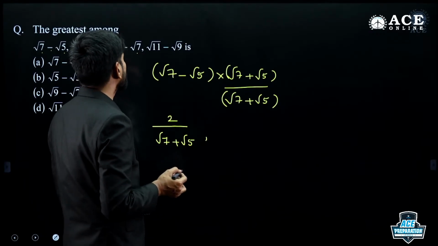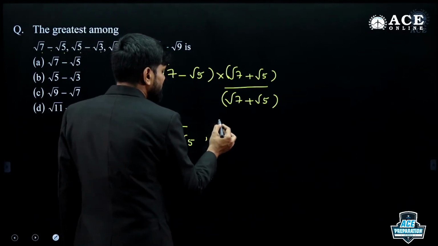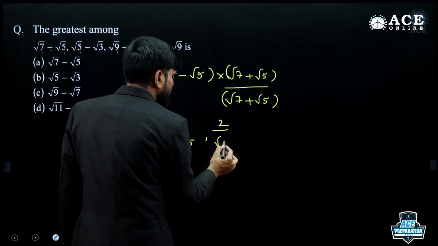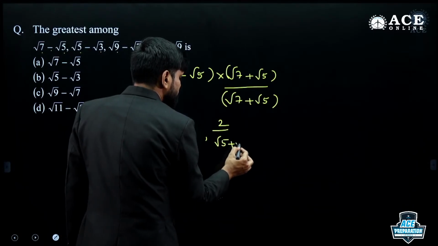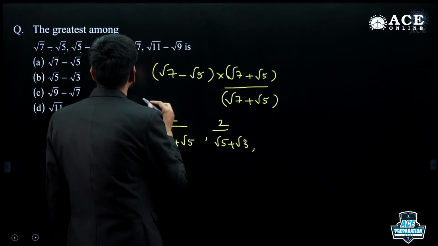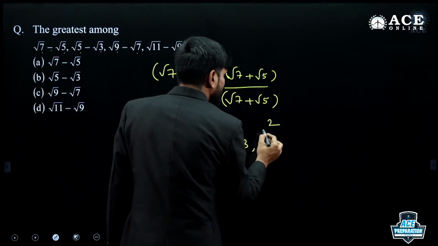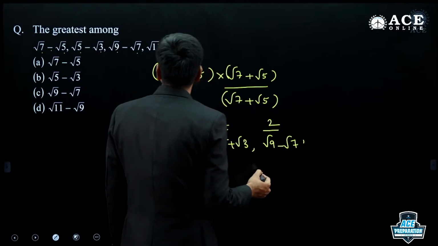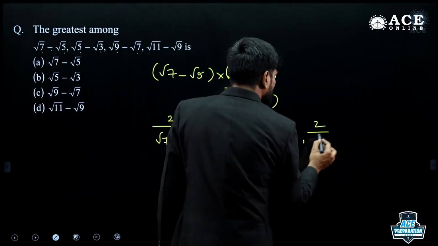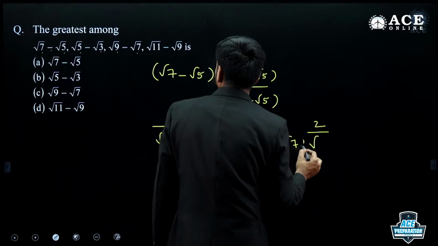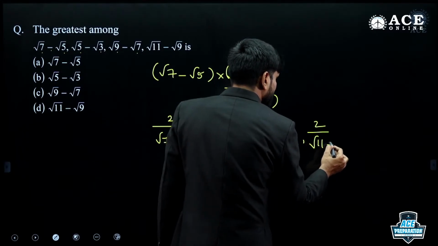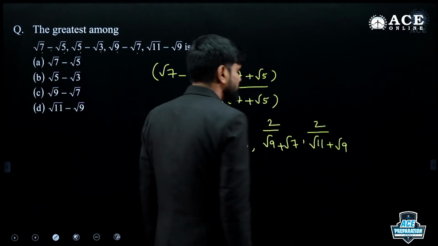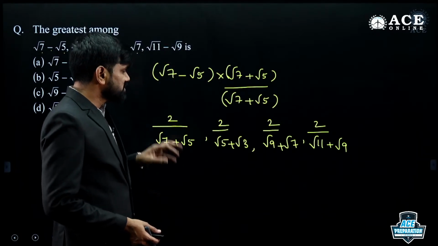Similarly, if I go for rationalizing the other terms, that will give you 2 by root 5 plus root 3. Similarly, if I rationalize the third one, 2 by root 9 plus root 7. The last one will give you 2 by root, sorry, this is plus dear, root 11 plus root 9, if I go for rationalizing that. So in this case, what will happen?